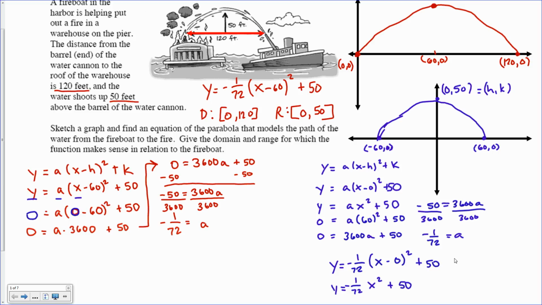Last part, it's asking for domain and range again. So for domain, we're going to go from negative 60 all the way over to positive 60. So that's going to be inclusive, so negative 60 to positive 60. And then the range is going to go from 0 to 50. So we've got 0 to 50. And that is about it.